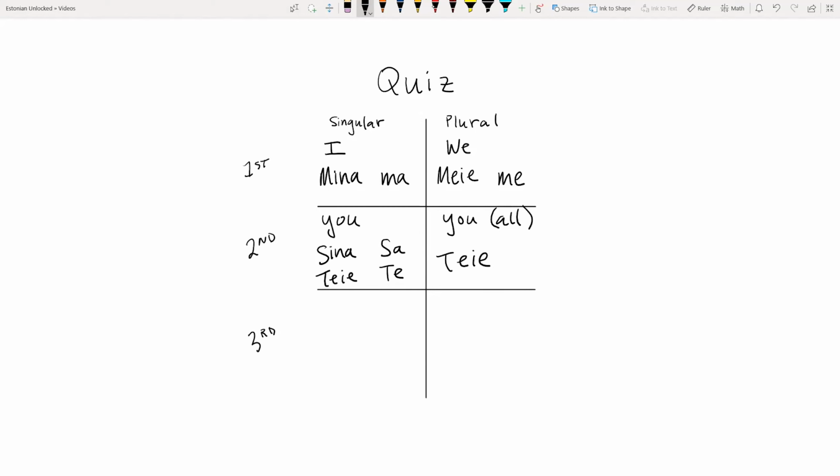Third person singular is he, she, or it. And in Estonian, all 3 of these words are tema or ta. Third person plural is they. And in Estonian, that is nemad or nad.